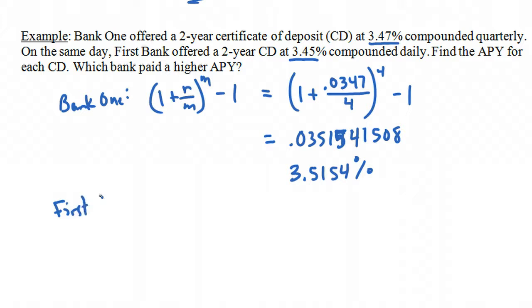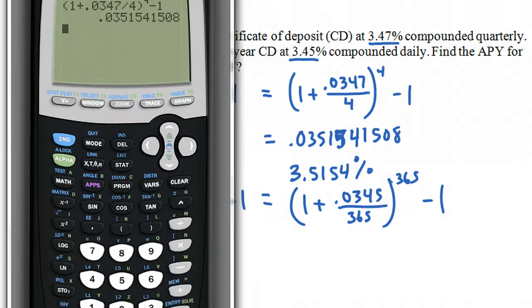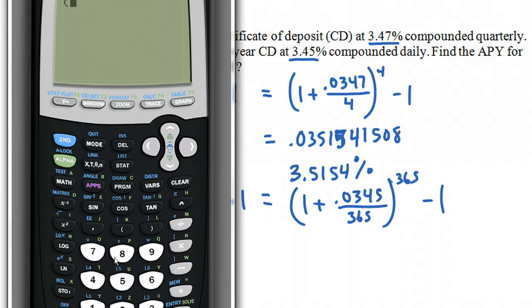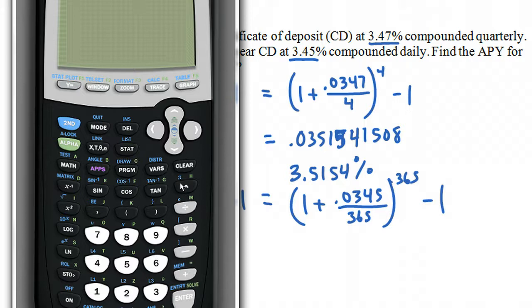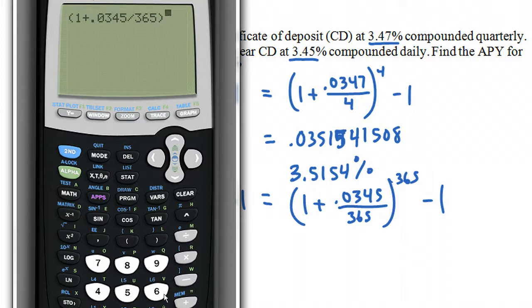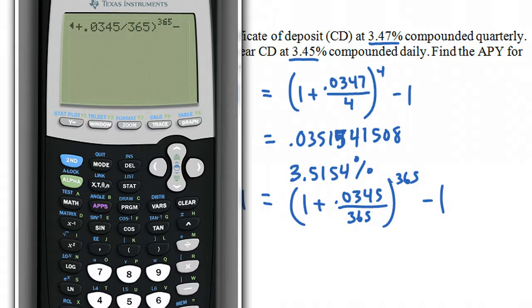Okay, for the other one, for First Bank, we have the same formula, only this time, let's rewrite the formula: 1 plus 0.0345, but it's divided by 365. So let's assume that we have 365 days in a year. And then we'll subtract 1. Let's see if it's a better rate or a worse rate than the previous one. So we have 1 plus 0.0345 divided by 365, with the parenthesis first, and then all raised to the 365th power. And make sure we go down here before we subtract our 1.